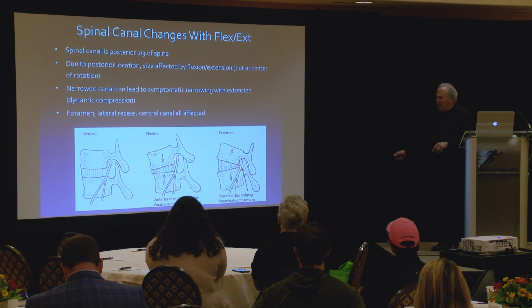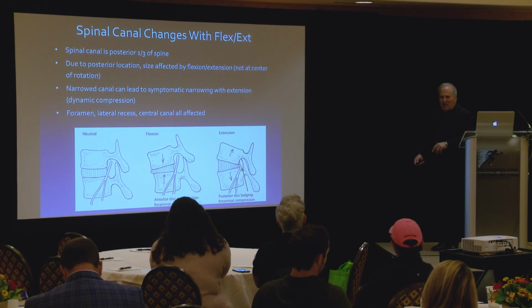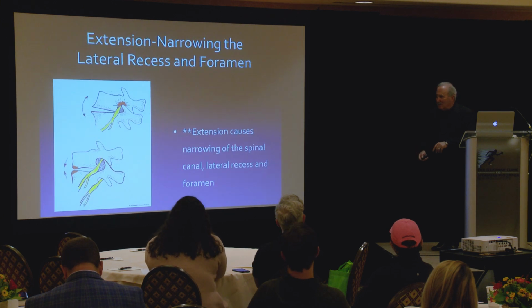You open up the foramen, you open up the spinal canal, you put pressure on the annulus, you distract the facets. When you extend, you do the exact opposite. Everything in the front is under tension, everything in the back is under compression. You narrow the foramen, you narrow the canal, you imbricate the facets. So if you know this, you can use these facts to figure out what's going on with the patient.